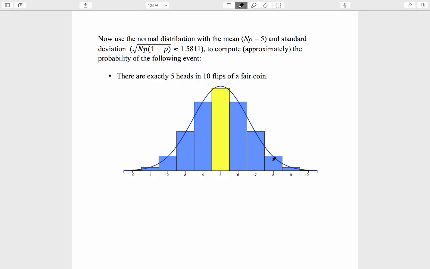This normal curve, which was drawn with exactly mu equals 5 and sigma equals 1.5811, closely approximates the histogram for the ideal data set for our experiment. How does that help? The amount of yellow paint here is a certain fraction of all the paint that's inside the histogram. Whatever fraction of all the paint inside the histogram is yellow, that's the probability of our event, 5 heads in 10 flips.